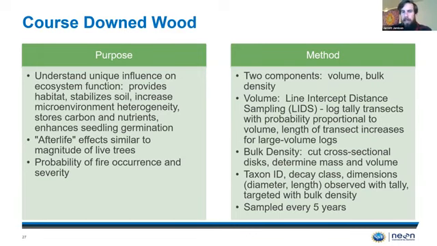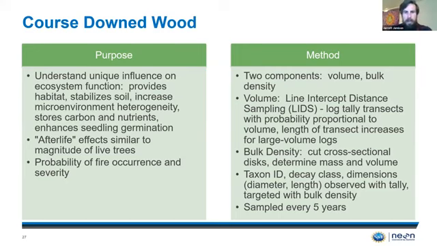There are 2 components to our sampling method for this protocol: volume and bulk density sampling. For our volume sampling, we use a line intercept distance sampling method, or LIDS, in which we do log tallies on transects with probability proportional to volume. So the length of the transect increases for large volume logs. I have a little more about that in a moment, but for bulk density sampling, we are just cutting cross-sectional discs and determining mass and volume.